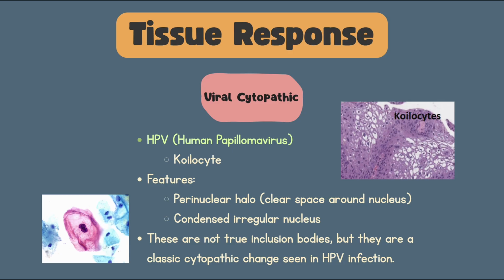These are not true inclusion bodies, because there is no visible viral protein aggregate. Instead, this is just a structural cytopathic change in the infected cell. So HPV causes a structural change in the infected cell, and we call this structural change a koilocyte, and the features of koilocytes are a perinuclear halo and a condensed irregular nucleus.